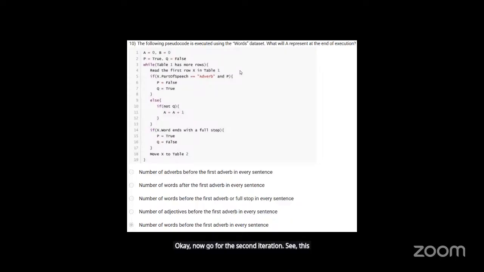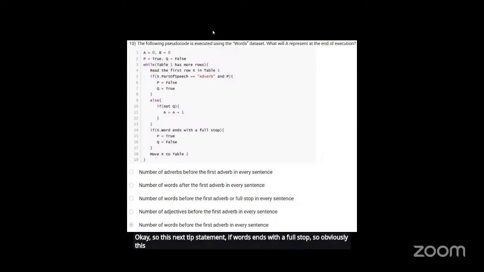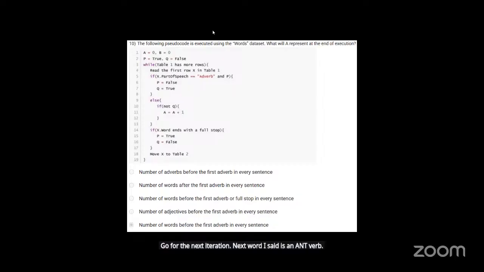See, this is all inside the while loop, right? So it is iterating, and you have to come to line 14. Line 14 is also inside the while loop. Yes, ma'am, the while bracket is closing in line 19. So for this next if statement, if the word ends with a full stop, obviously this is the first word, so it does not end with a full stop. You don't have to do anything. Go for the next iteration. The next word I said is an adverb. P is still true.